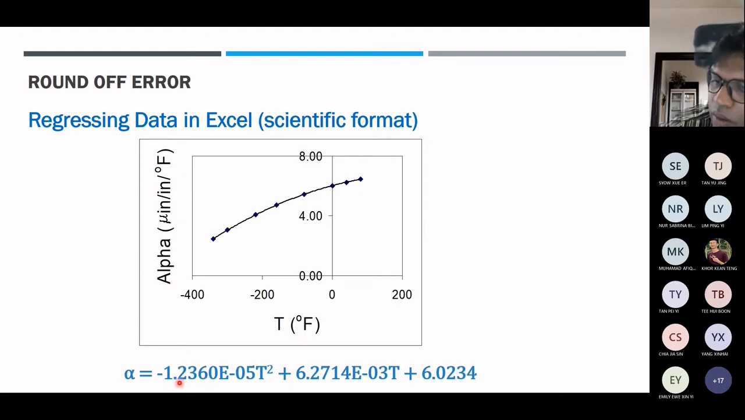So 1.2360 times 10 to the power of minus 5 t square. Likewise, we add the 4 decimal places, which is 6.2714 times 10 to the power of minus 3. Then we can substitute the values again: all the observed values, with the corresponding t value, into this function, and we get a more accurate solution as follows.